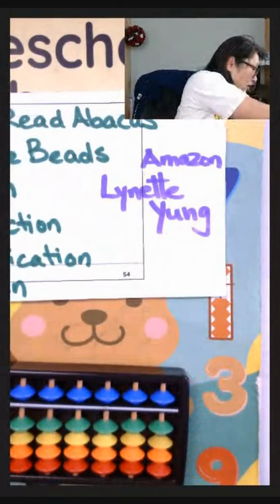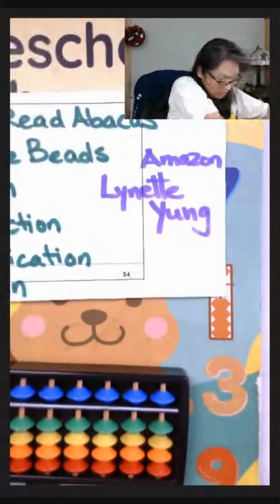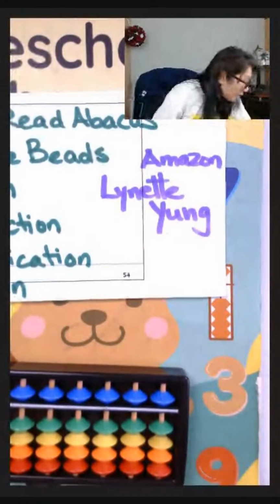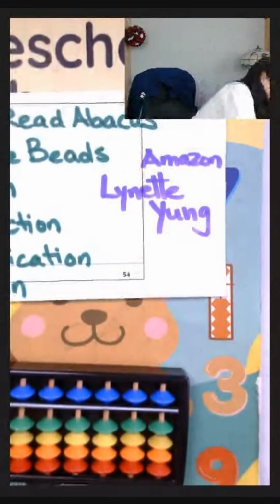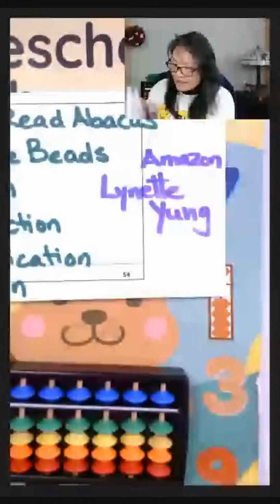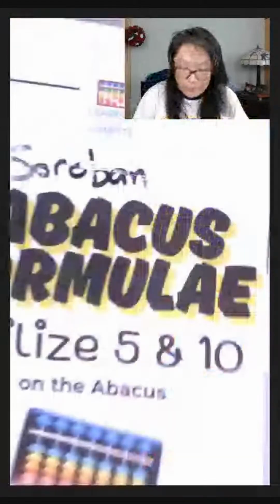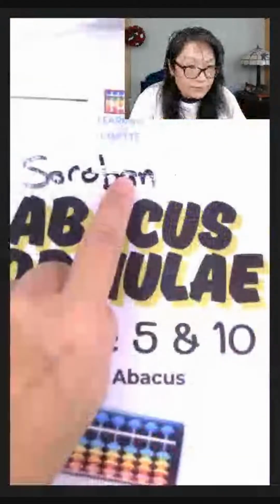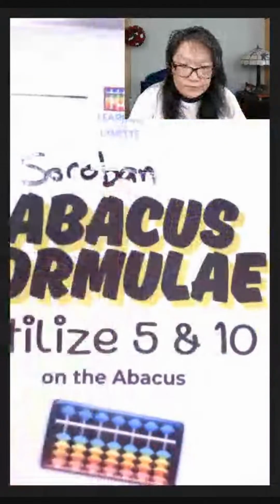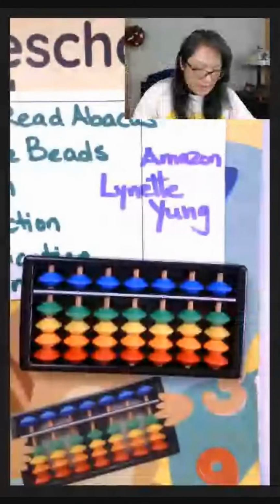What is this called? This is called an abacus. And it's called a sorrel bun. Oh, here it is. So what I do is I teach abacus. I don't teach mental math. I teach abacus. And so it's a sorrel bun. And then this is my abacus. This is a Japanese abacus.